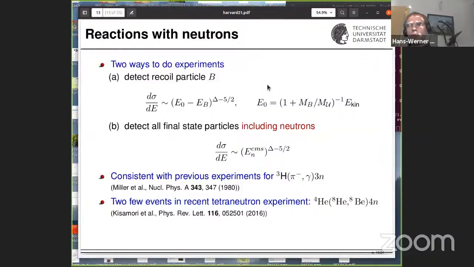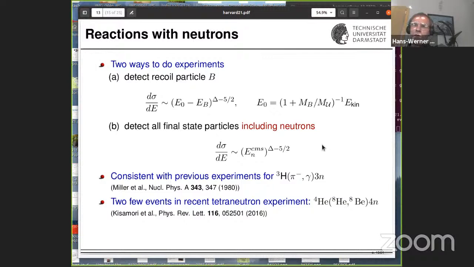The other way of doing it is that you detect all final state particles, including the neutrons. And then you can look at the differential cross section as a function of the neutron energy, and then the neutron energy in their center of mass. So this is exactly the energy I talked about before, where you subtract the center of mass motion of the neutrons, again, determined by the same scaling dimension.